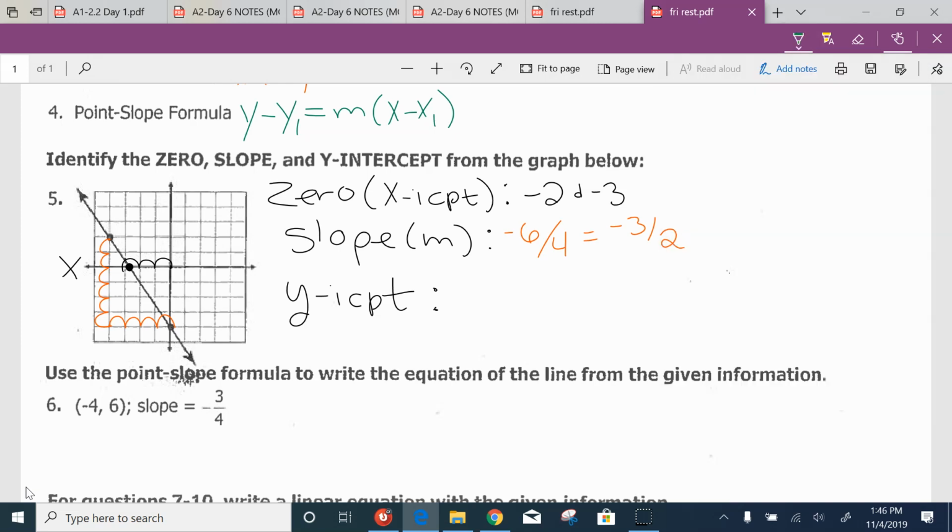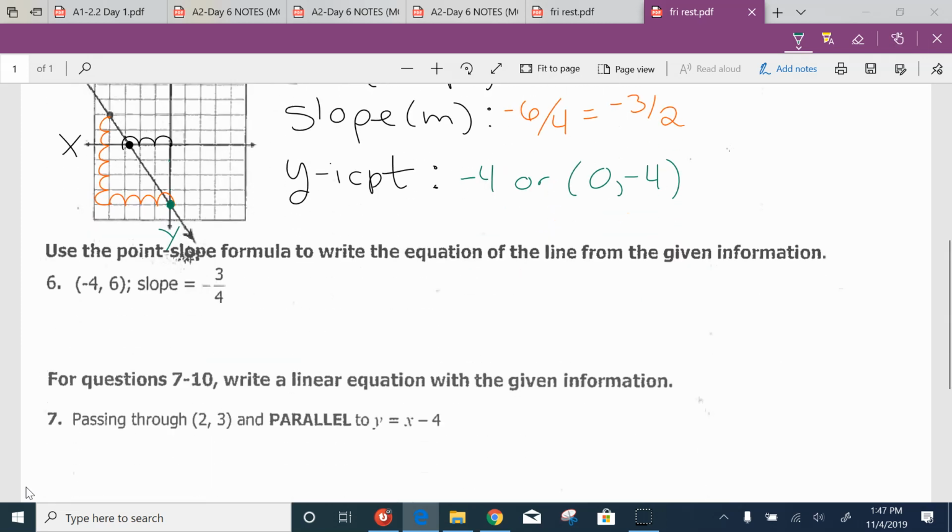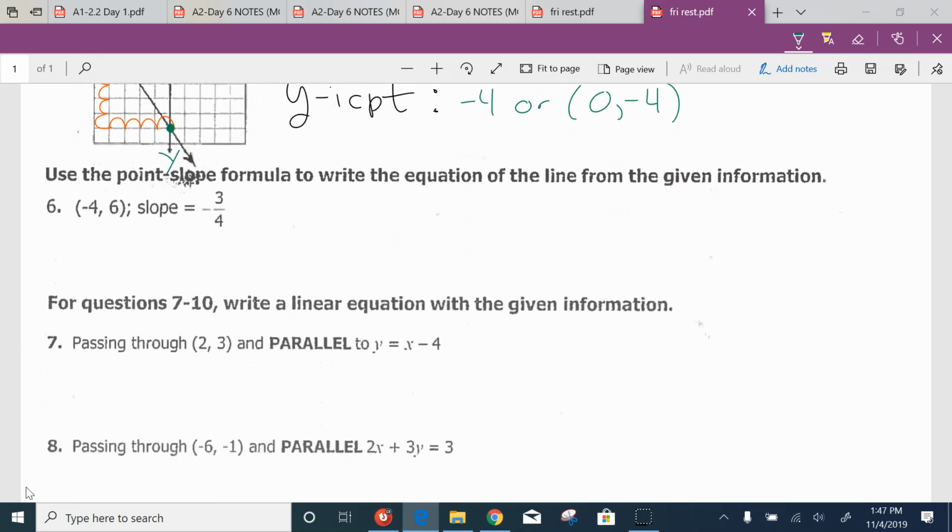Now we need our y-intercept. That's wherever our line crosses the y-axis, which is down here at -1, 2, 3, 4. So our y-intercept is at -4, or you could have said at coordinates 0, -4, and that would have been acceptable as well. Now let's get on to the actual equations. In number 6, we are asked to use the point slope form to write the equation of the line from the given information. So we're going to use point slope form.